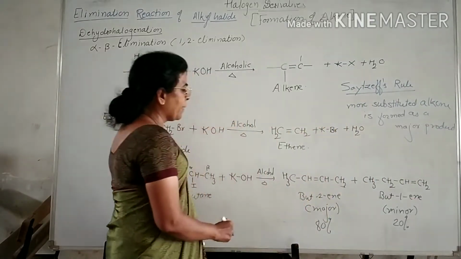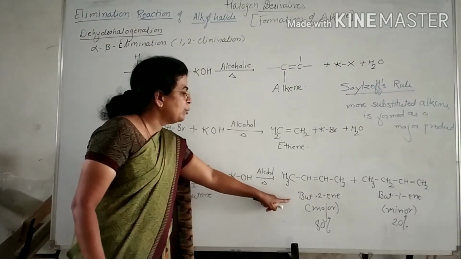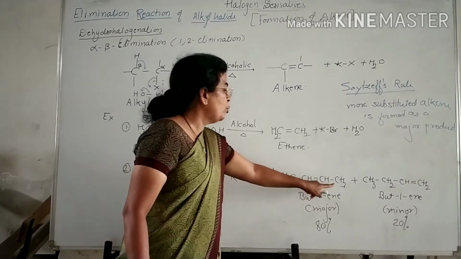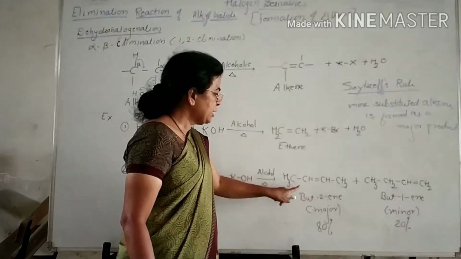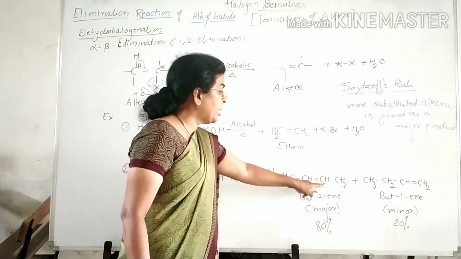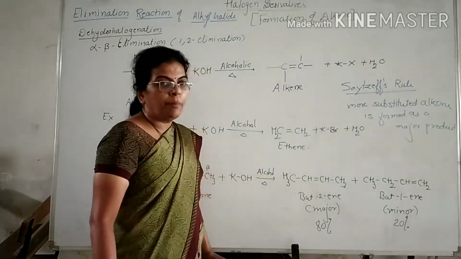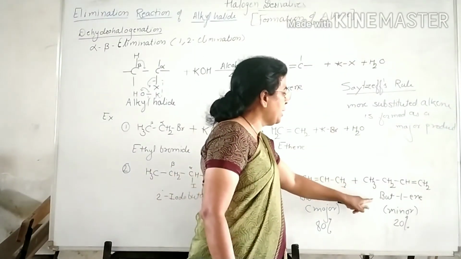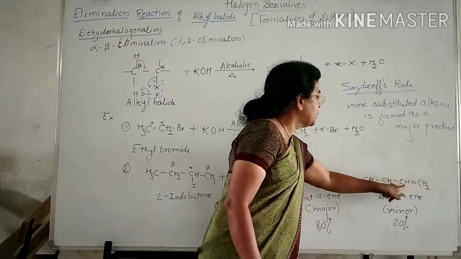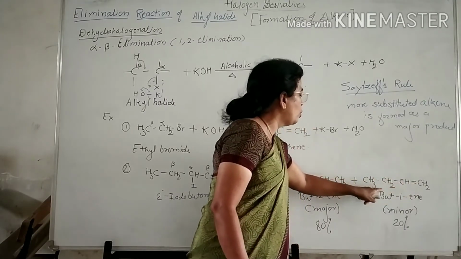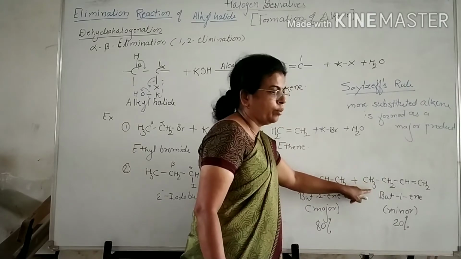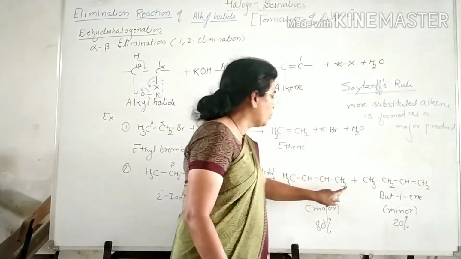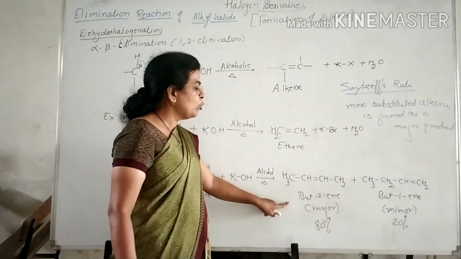Now here, this alkene, that is but-2-ene, has its double bond attached to two alkyl groups, that is, it is more substituted. But in case of but-1-ene, the carbon-carbon double bond is attached to only one alkyl group, that is the ethyl group. That is, this alkene is less substituted and this alkene is more substituted.